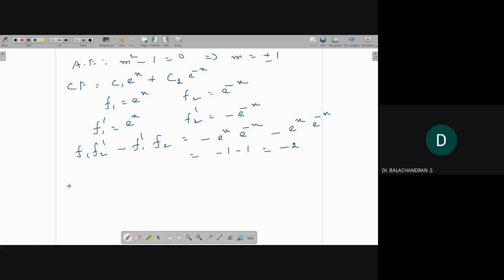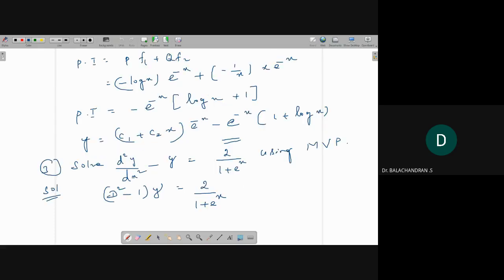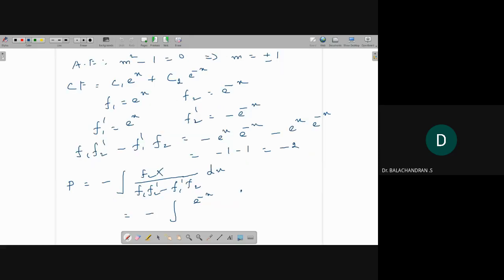Okay, now find p equal to minus integral f2 into capital X divided by f1 into f2 dash minus f1 dash into f2. So which is equal to minus integral, f2 is e power minus x, the right hand side function capital X is 2 by 1 plus e power x, divided by the denominator minus 2, into dx. So minus minus gets cancelled, 2 gets cancelled. You have e power minus x divided by 1 plus e power x.